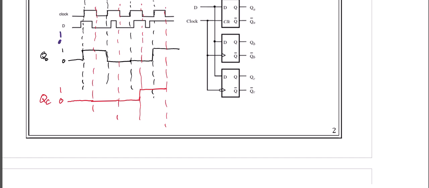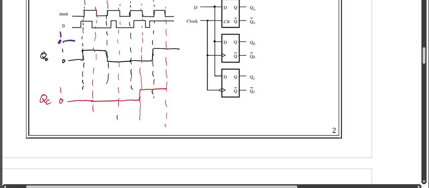But while the clock is low, it doesn't do anything. So it starts at 0, and then while the clock is high, it's going to follow the pattern of the D, and then it's going to just stay wherever it is while the clock is low. But then when the clock is high, it'll follow the pattern of the D input.